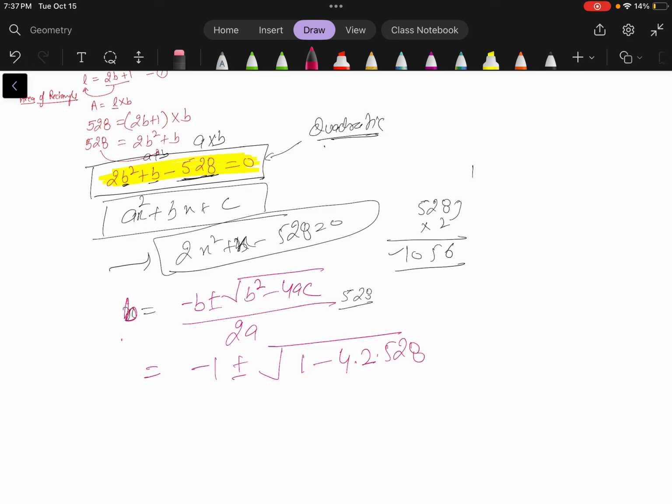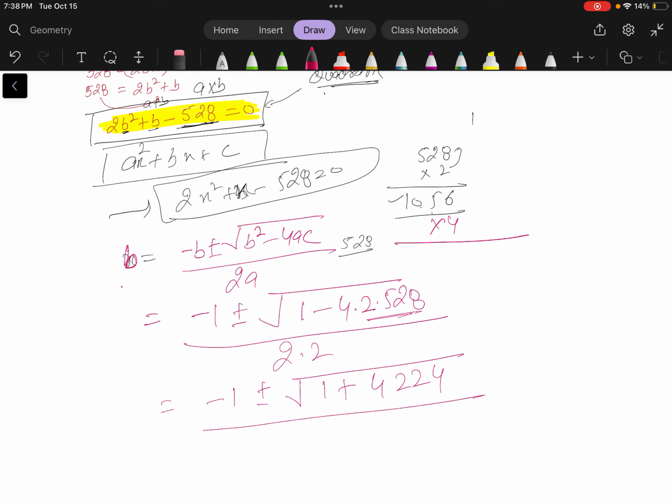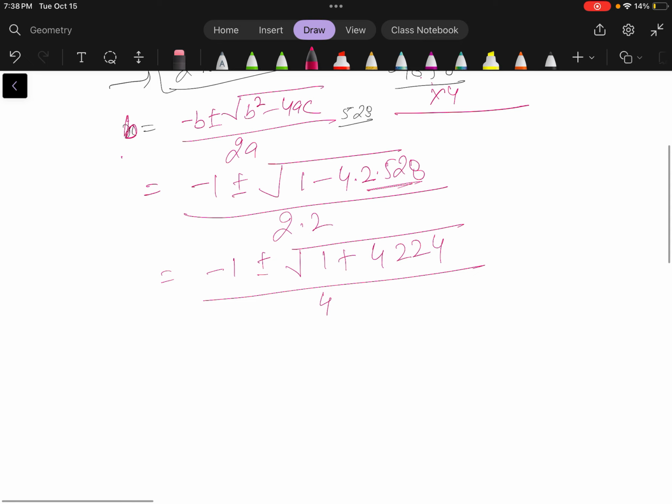This one is 528, right? And then we will do 2 into 2. So this value is substituted over here. So when we divide here, minus 1 plus minus under root 1 plus, when we multiply these two, we will multiply it by 4. So what is the value we will get? We will get 4224 divided by 4. Okay, so now minus 1 plus minus under root, we'll solve this one, 4225 divided by 4.